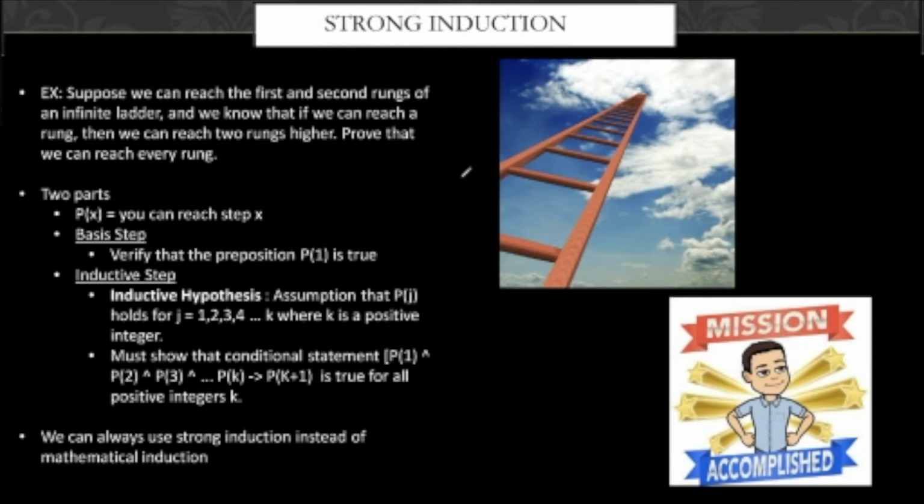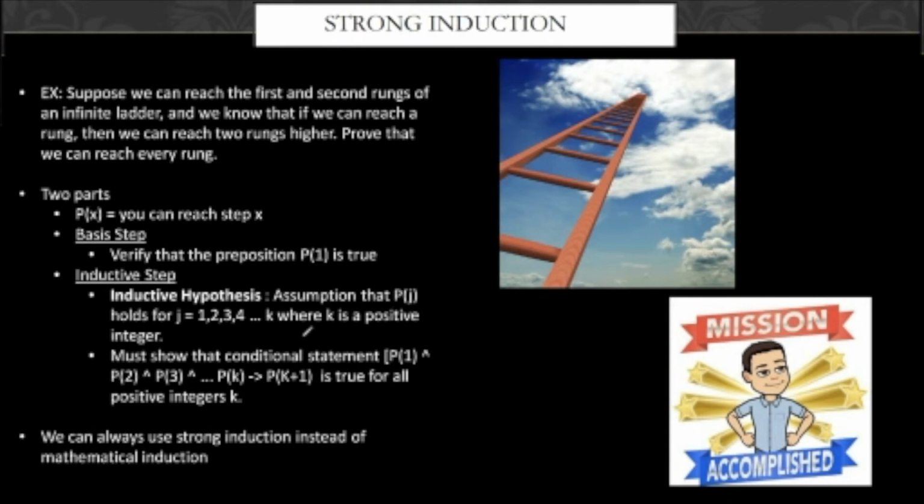Strong induction is a proof technique that consists of 2 parts, the basis step and the inductive step, which includes the inductive hypothesis. Let's look at an example that shows these concepts. Suppose we can reach the first and second rungs of an infinite ladder, and we know that if we can reach a rung, then we can reach 2 rungs higher. Prove that we can reach every rung. First, let's look at the basis step. In this example, our base case is going to be n equal to 1. In the basis step, we want to show that we can reach the first step.